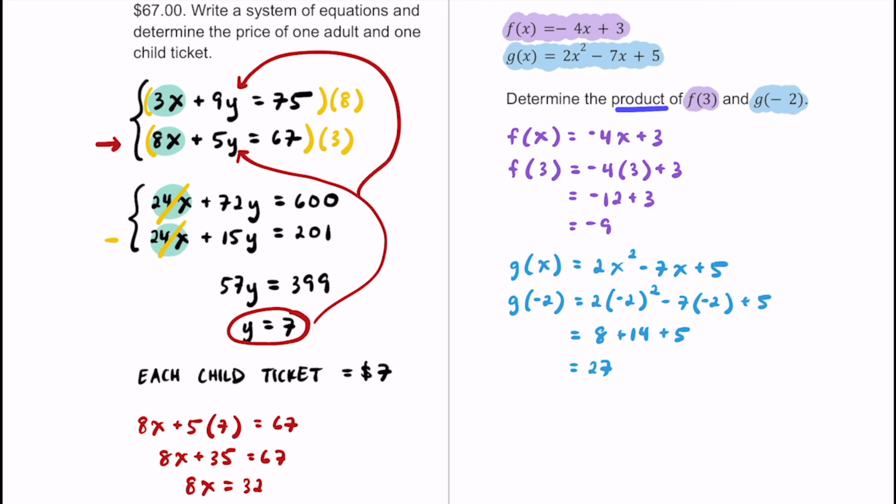So to find the product between these two values, let's take that negative 9 and multiply that by the 27. Let's just multiply these two. And when we multiply negative 9 times 27, that's going to be negative 243. So that would be the product of f of 3 and g of negative 2.